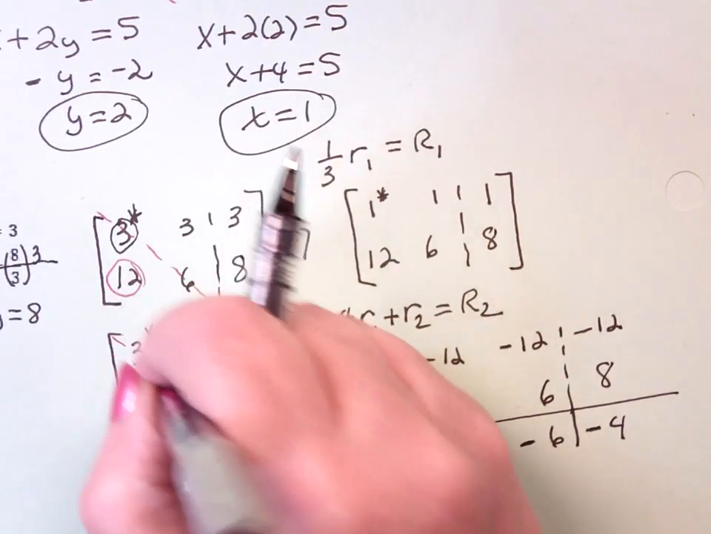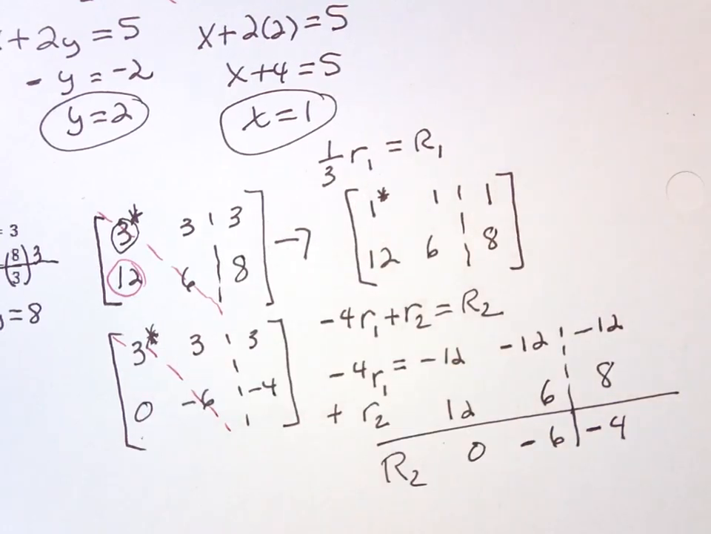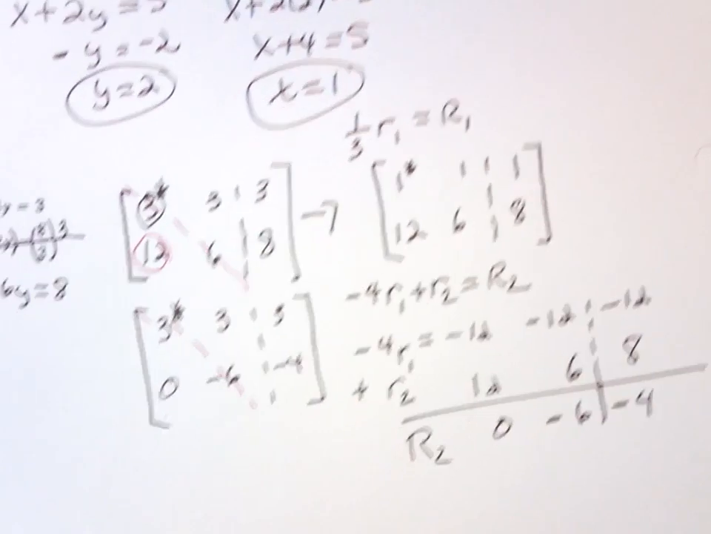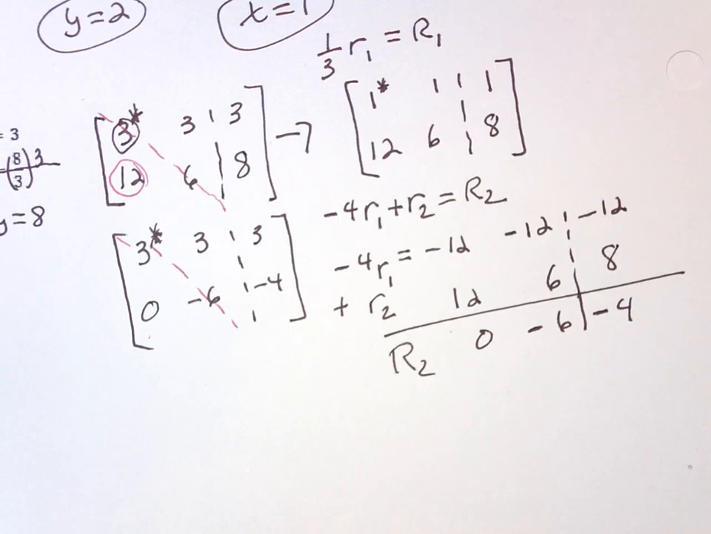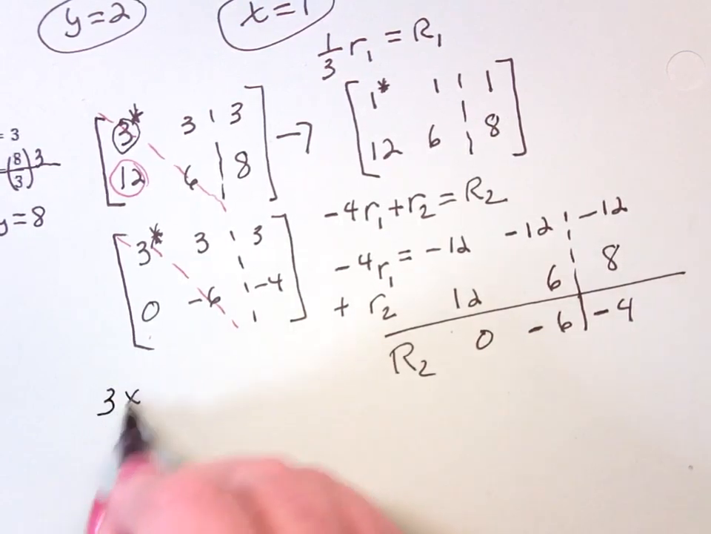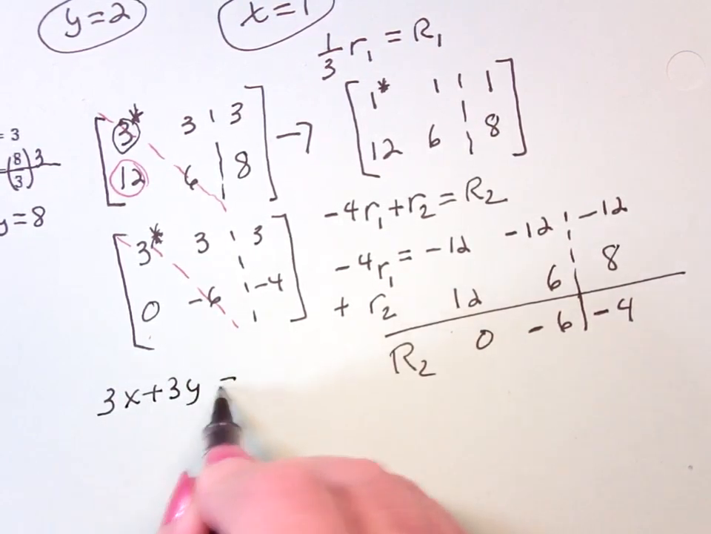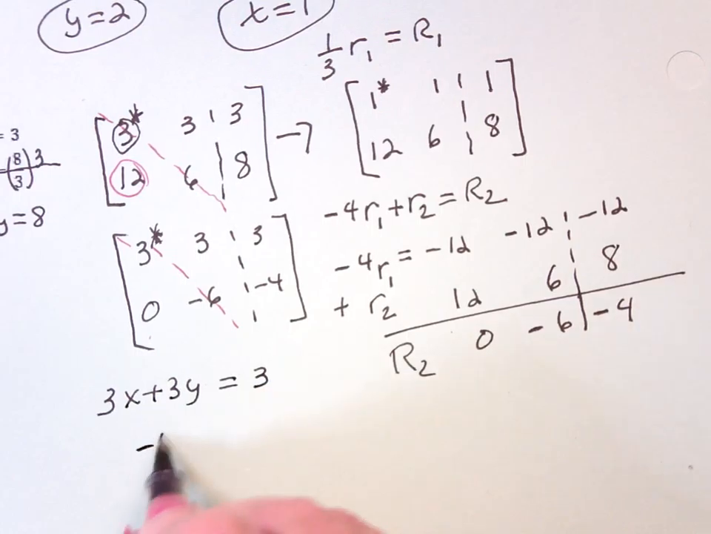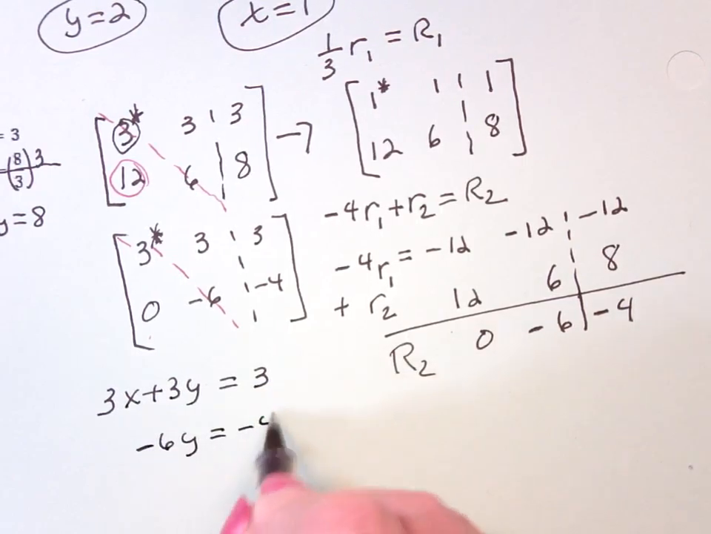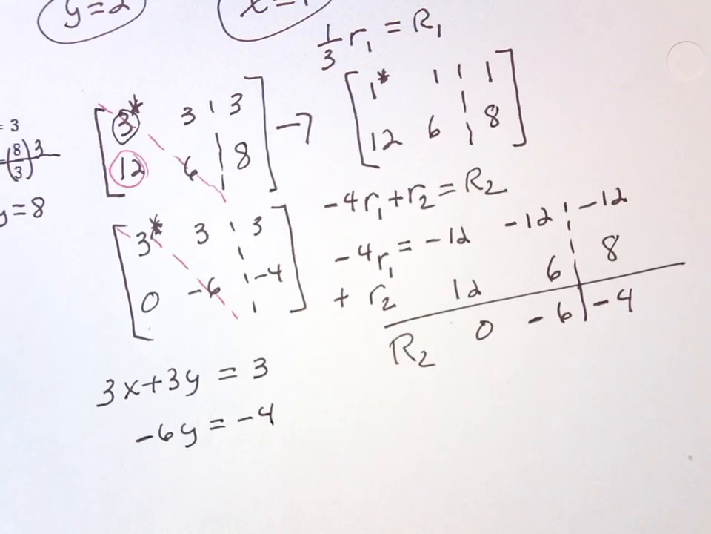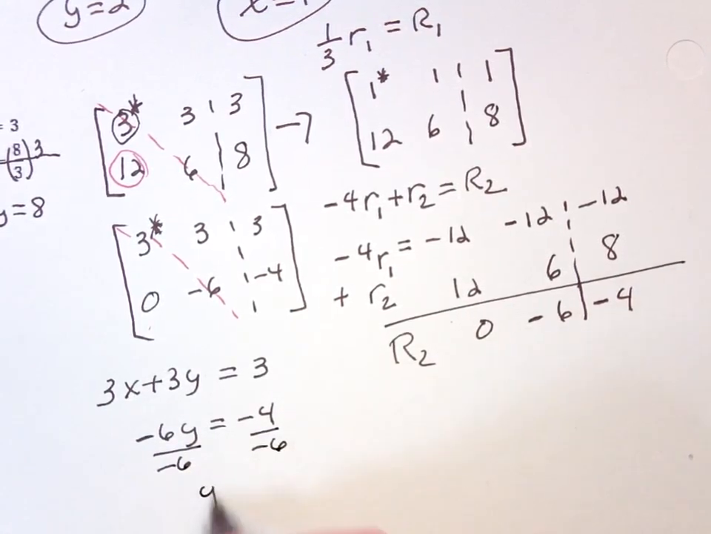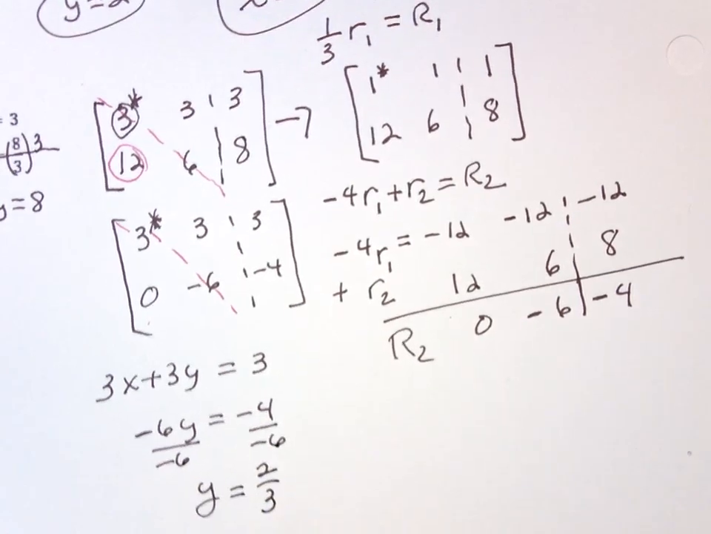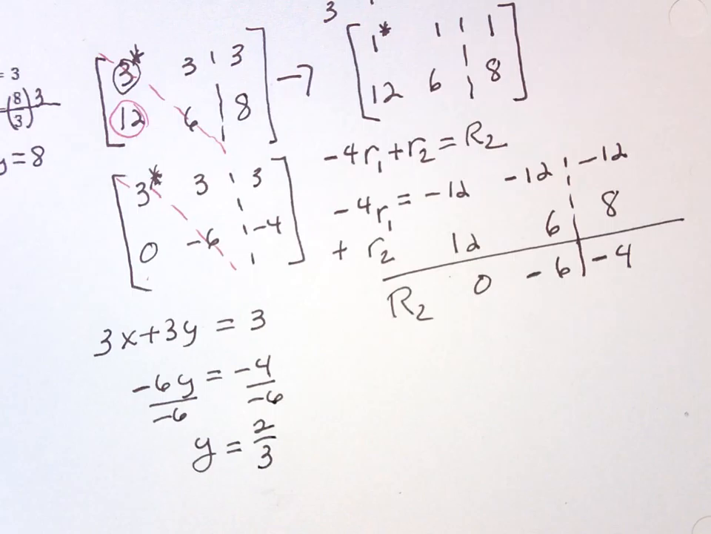Now, if I go down the main diagonal, I've got zeros where I need them. So now I can wind it out. 3x plus 3y equals 3. -6y equals -4. I can solve for y. So y is 2/3. And yes, you can have fractions for answers, unfortunately.